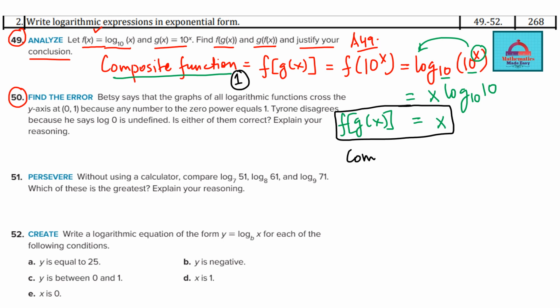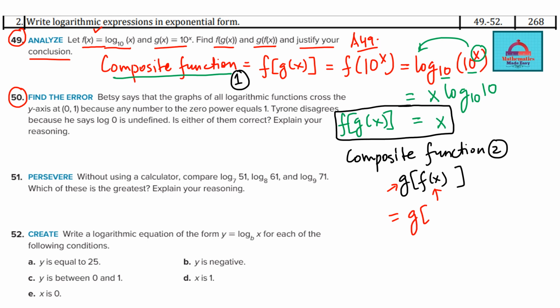Now we are trying to find the composite function 2. So that is g of f(x). So what is the difference here? Let's analyze. The difference here is your outside function this time is g and inside is f. That means you are going to plug in the value of f(x) inside this time. So I'm replacing now log 10x. This is the value of f(x).